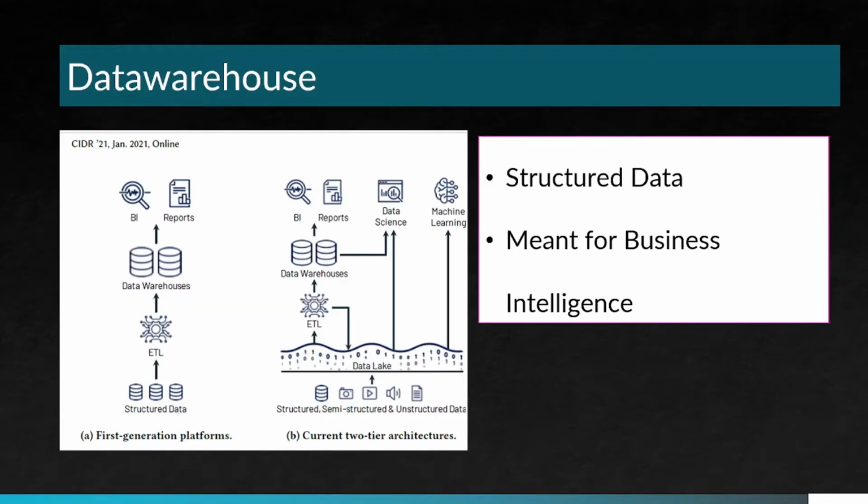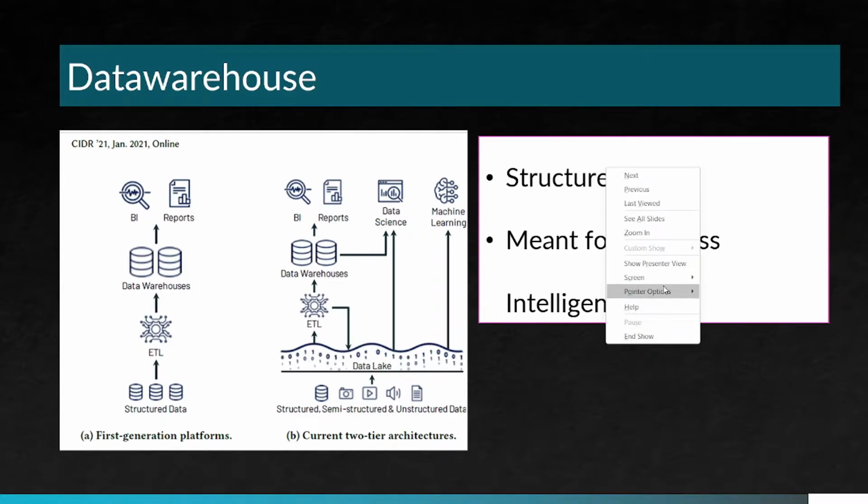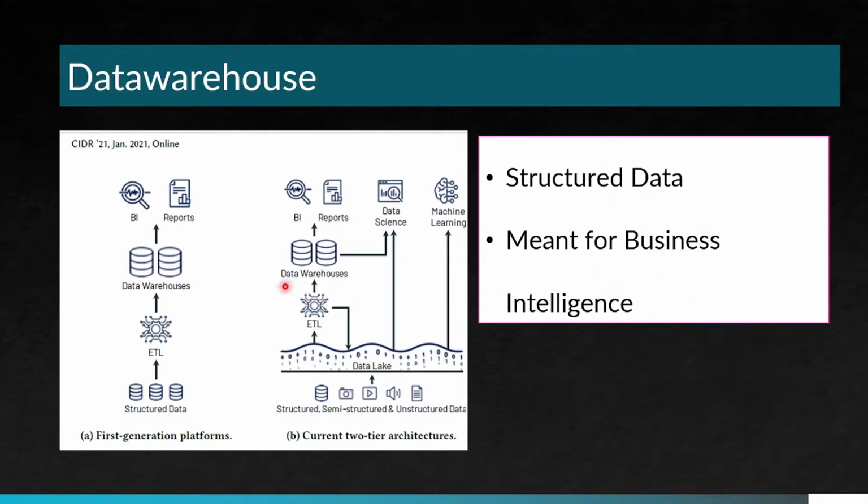So, the first generation of platforms for business intelligence was a data warehouse, where you had structured data and an ETL pulling from the structured data, with BI and reports on top of it. The main intention was structured data.